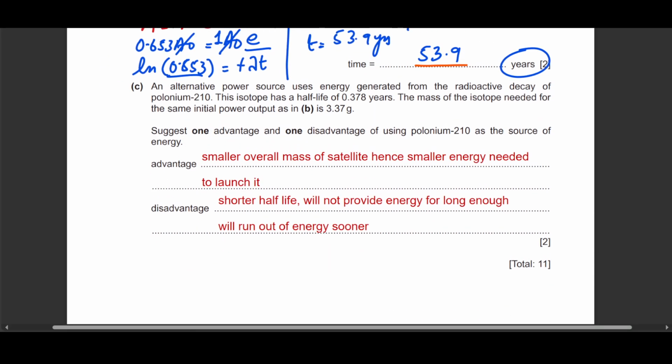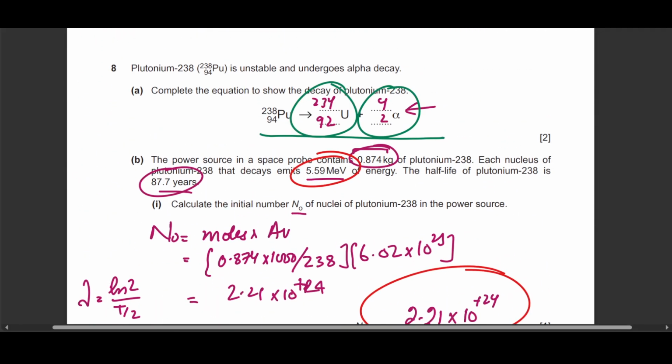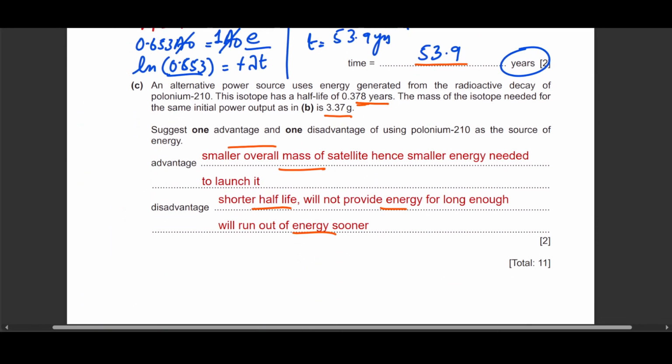It says we have an alternative with a half-life of 0.38 years, but a smaller mass would be required for this one. State one advantage: smaller overall mass, so the satellite would have less overall mass. It will be easier to launch into space. It will have a shorter half-life, so it will not be able to provide energy as long as the previous plutonium, the 238 probably. Yes, it was plutonium 238. So 238's half-life was 87 years, but 210's half-life is only 0.387 years, not even a full year. So it will lose its power much sooner.